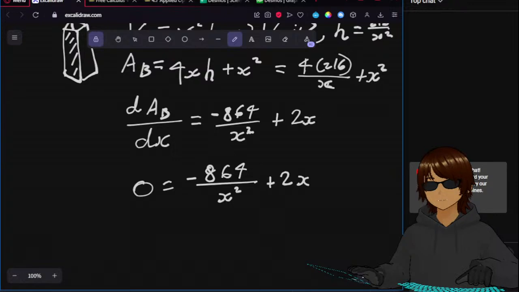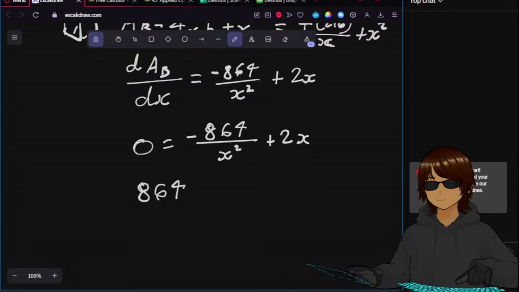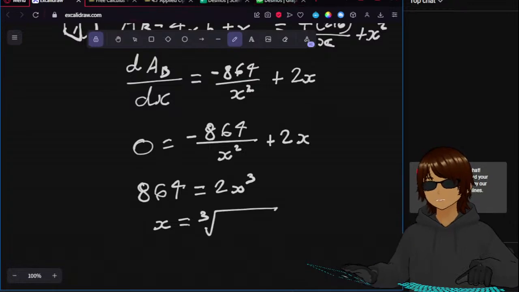And then positive, 2 cubed, x is equal to this divided by 2, which is 432. Yeah, that's the final answer.